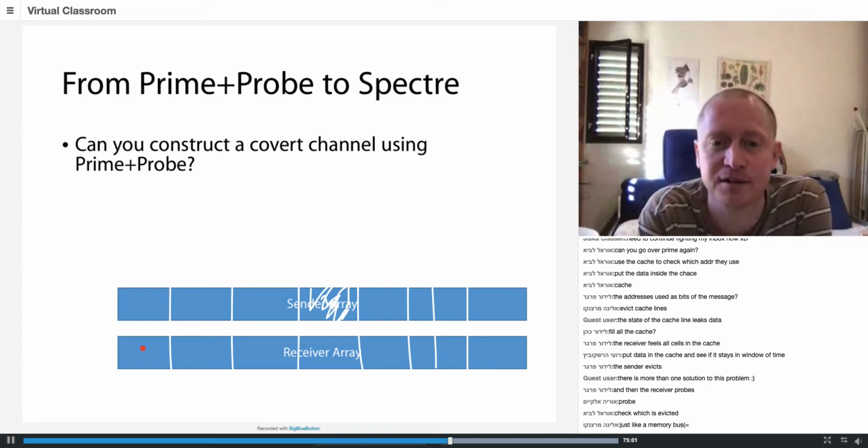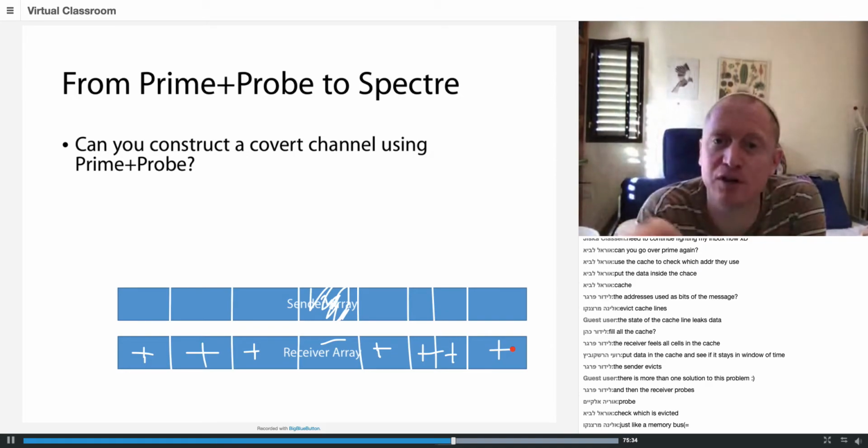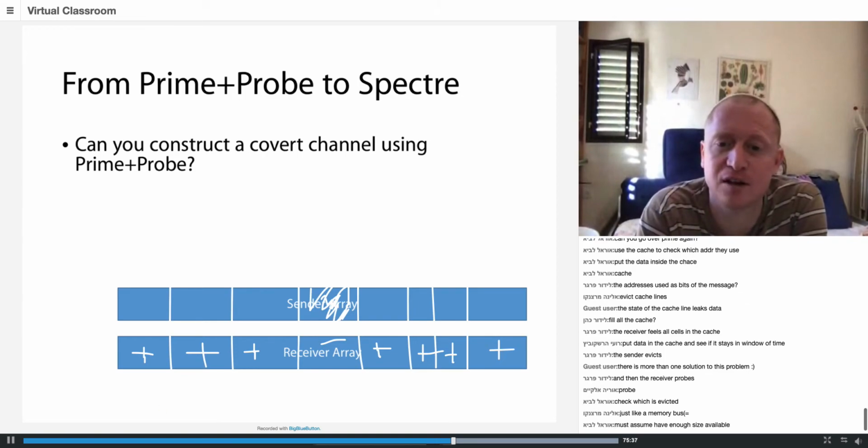So it finds out that this set is very, very fast. This set is very, very fast, and so on. But this set is going to be slow, and this one is fast, and so on. And this is how I can actually send data between two processes using prime and probe. So the sender is going to access one piece of the memory, and the receiver is going to check which set got slower using multiple probes.